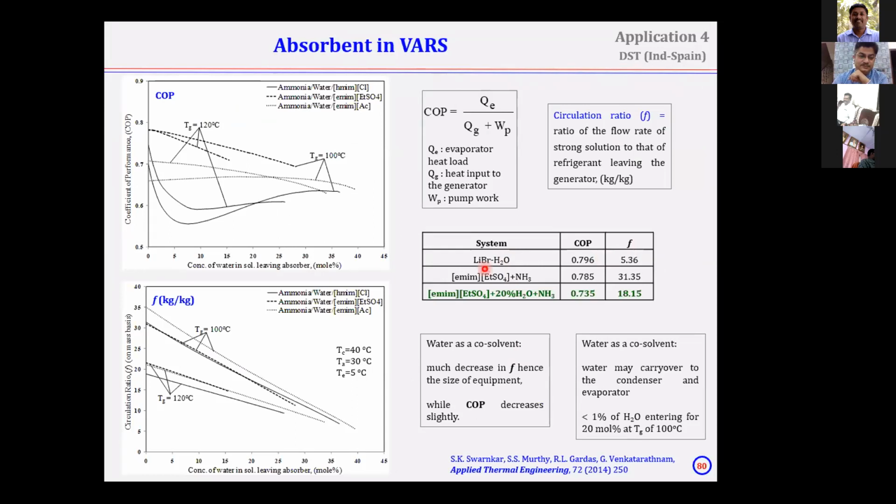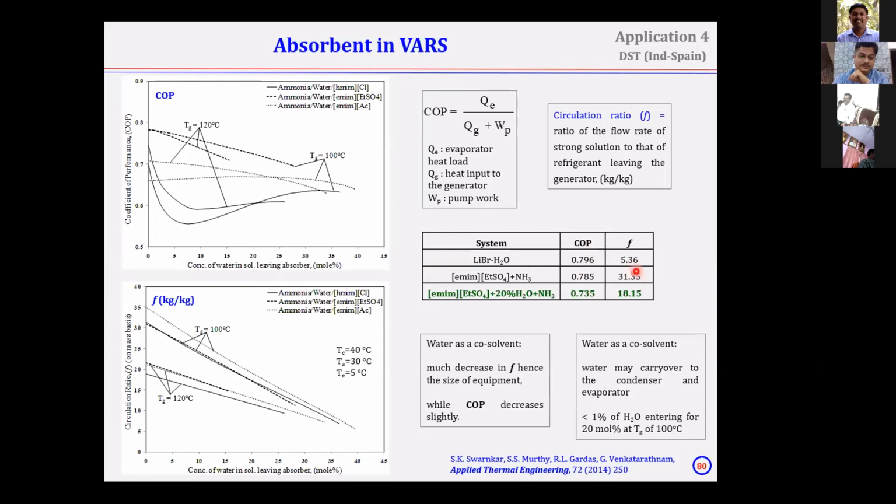With pure ionic liquid and ammonia, the coefficient of performance is more or less okay, so the refrigerator is equally good. However, the circulation ratio is very high. That means the equipment size, the refrigerator size, is very big, 6 times that of the conventional refrigeration system. That is not doable. For a small room, your refrigerating system may be of equal size to the room, then you have to put it outside the room and run it, which is not viable.